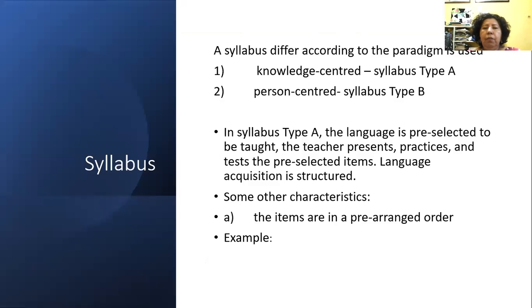Then a syllabus differs according to the paradigm used. There can be syllabus type A, which is based on the knowledge-centered theory, and syllabus type B, which is based on person-centered theory. In syllabus type A, the language is pre-selected to be taught. The teacher presents, practices, and tests the pre-selected items. Language acquisition is a structure. Some other characteristics of this type of syllabus is that the items are in a pre-arranged order.